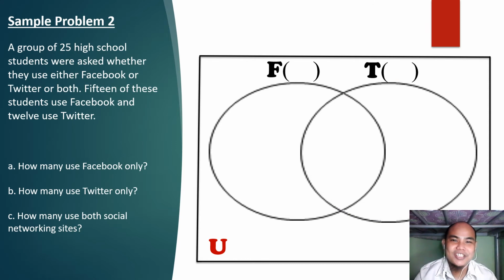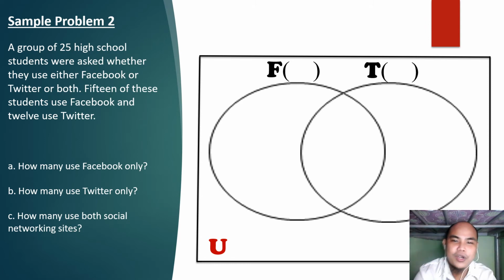Now let's go to example problem number 2. A group of 25 high school students were asked whether they use either Facebook or Twitter or both. 15 of these students use Facebook and 12 use Twitter. Okay, now here are our questions. How many use Facebook only? How many use Twitter only? And how many use both social networking sites, both Facebook and Twitter?